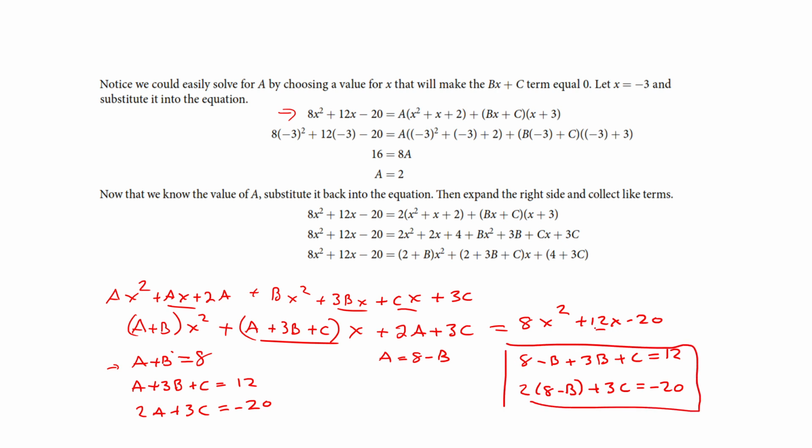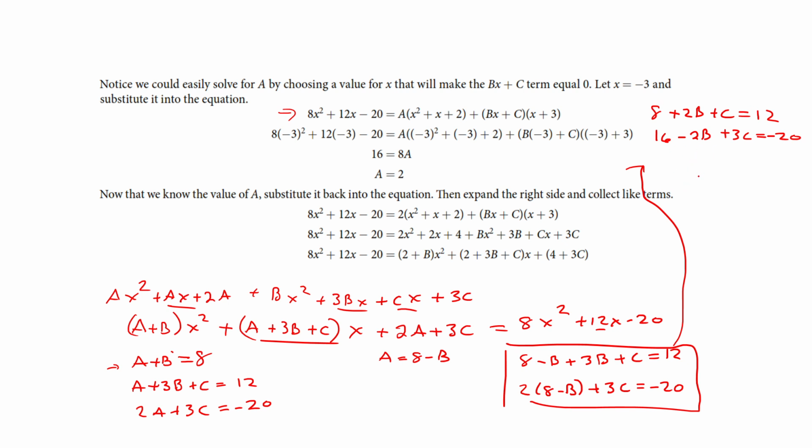Okay, now I'm going to tidy this up, and I'm definitely out of space. I'm going to try to go up here and keep going with this. So what do I have here? I've got 8 plus 2b plus c is 12. And down here I've got 16 minus 2b plus 3c equals negative 20. Okay, I'm going to take these one further. I'm going to send the 8 to the other side.